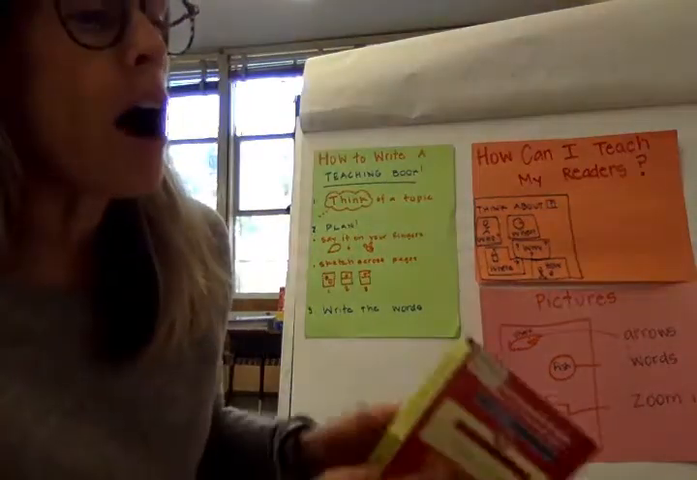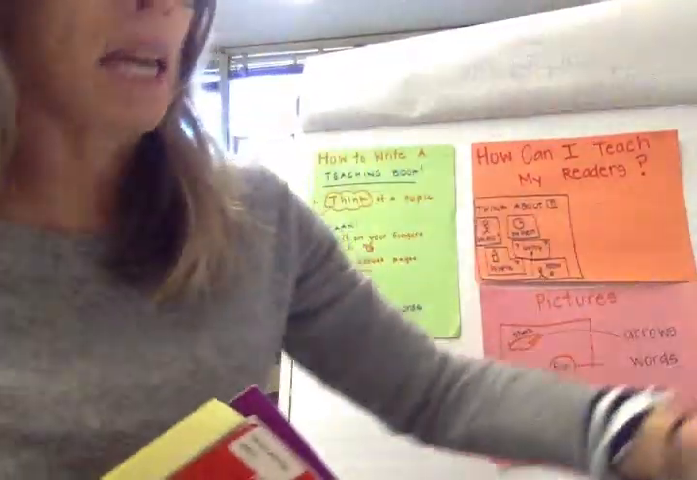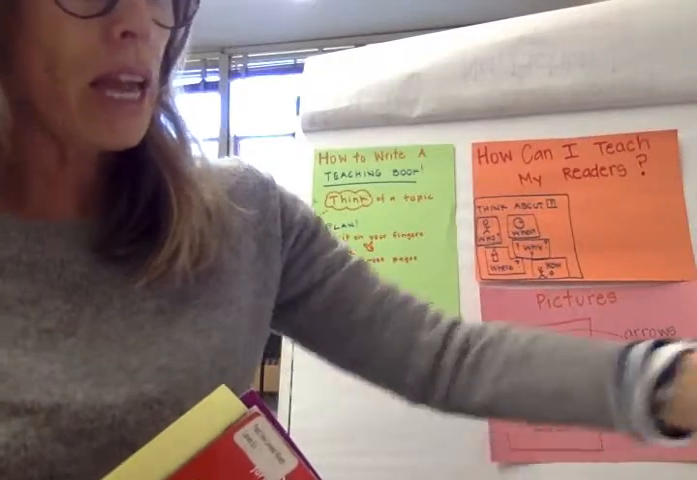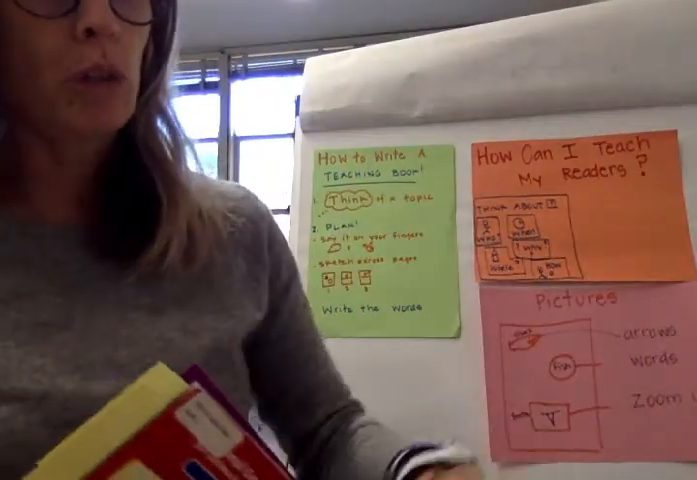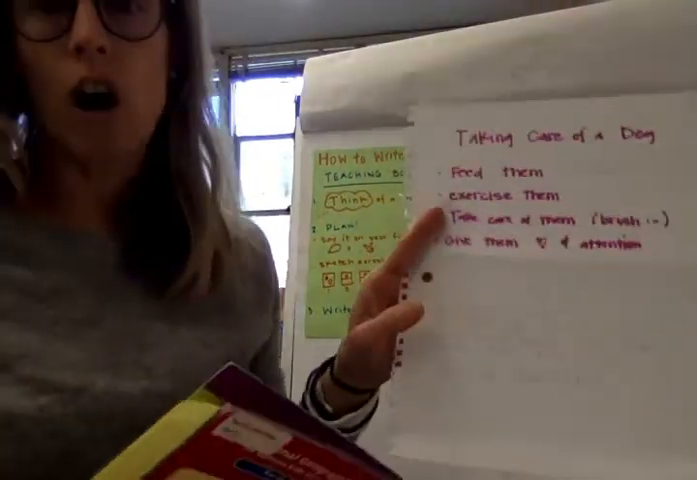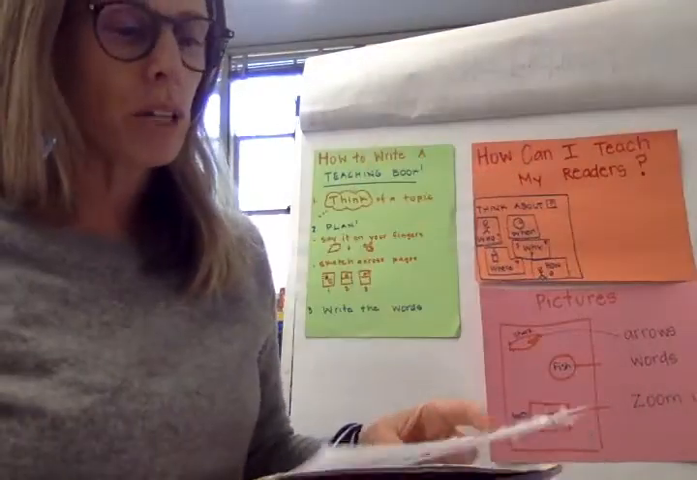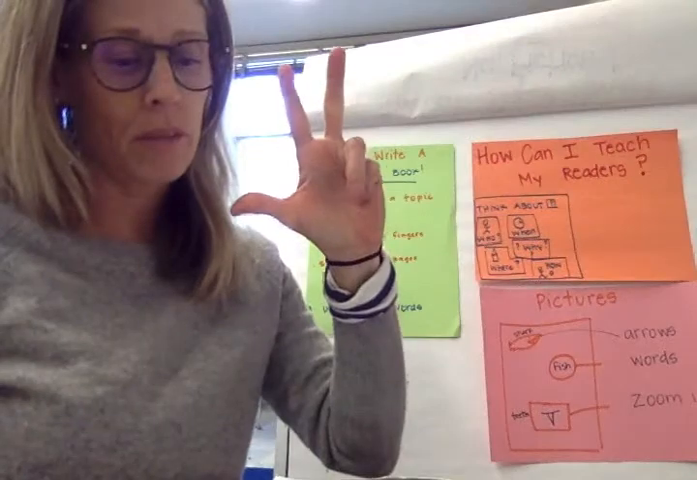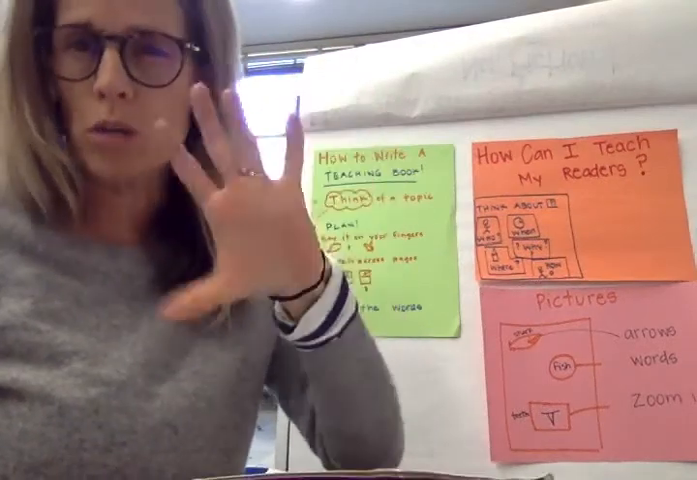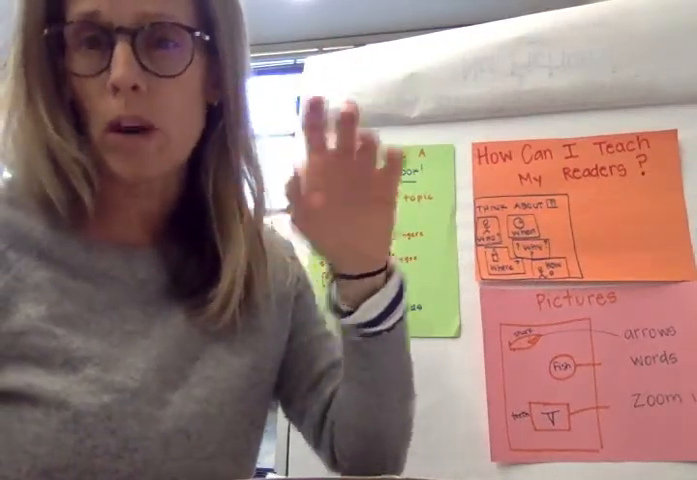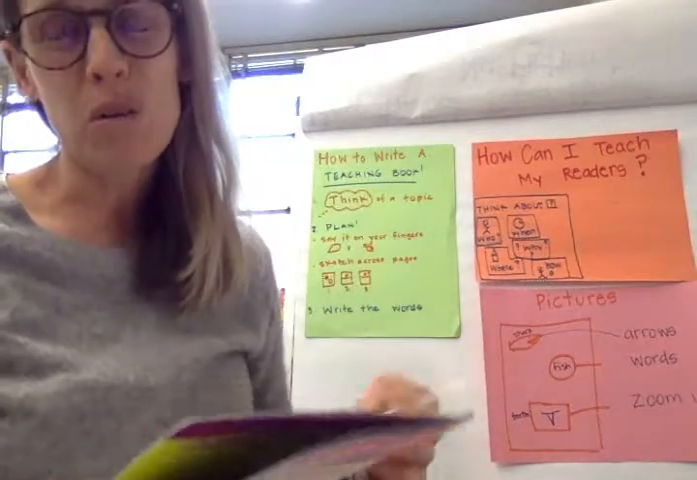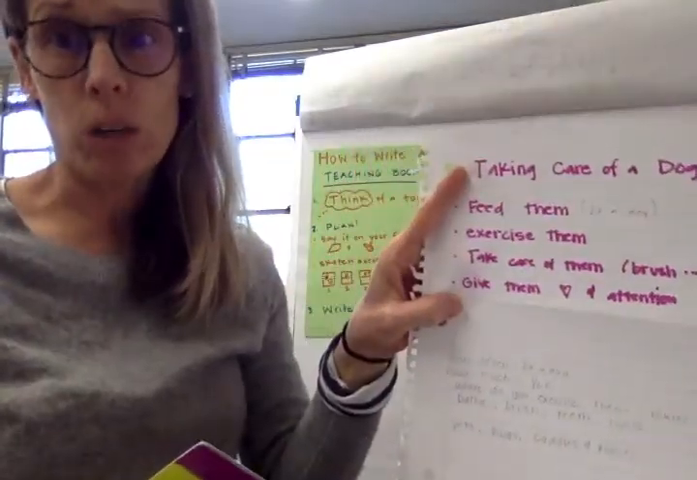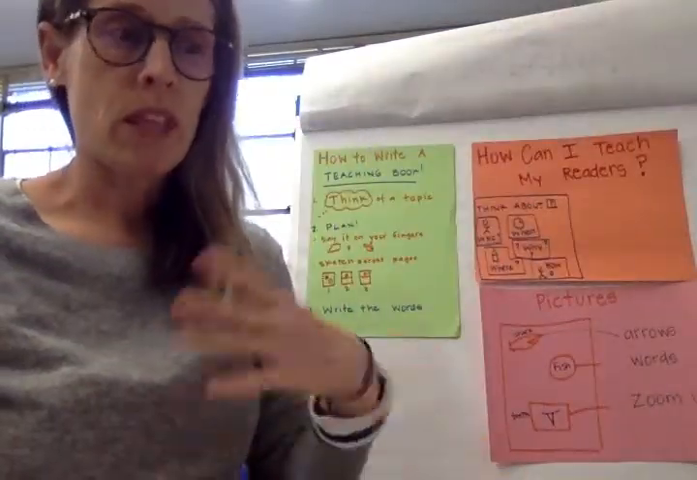So I was using my story as an example, and I had decided to do taking care of a dog. I just wrote, feed them, exercise them, take care of them, give them love and attention. Those were across my fingers. I thought about what I wanted to write. But we know that a list is not a story.